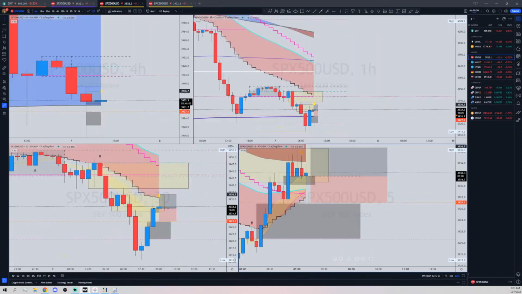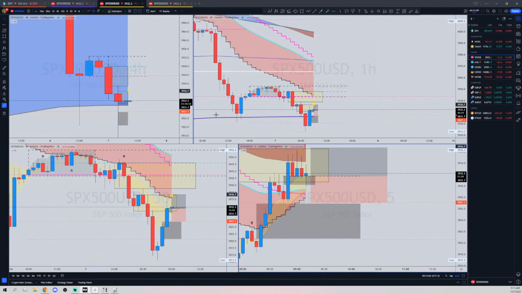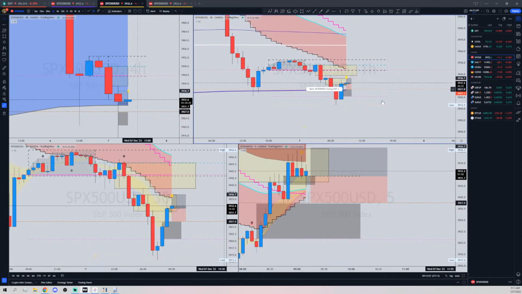Let's go to a different chart actually. I think I have a lot of stuff on it. I want to leave it there.